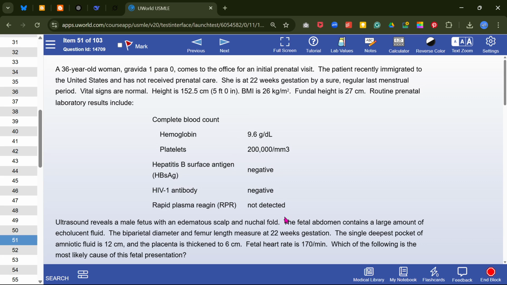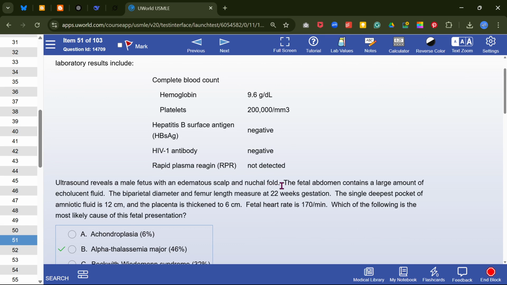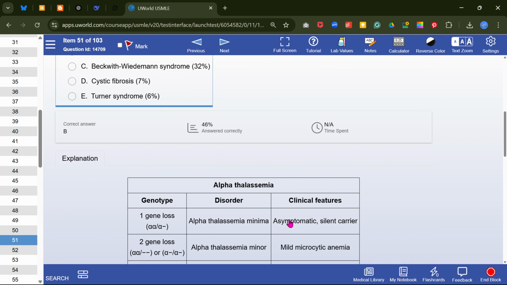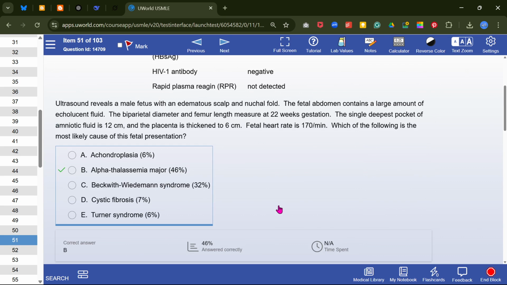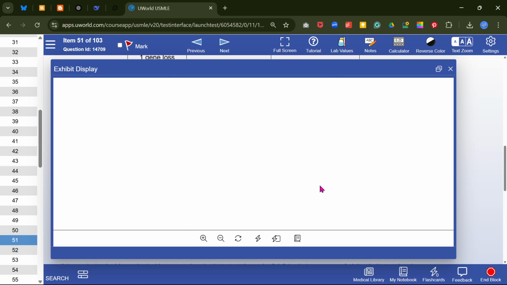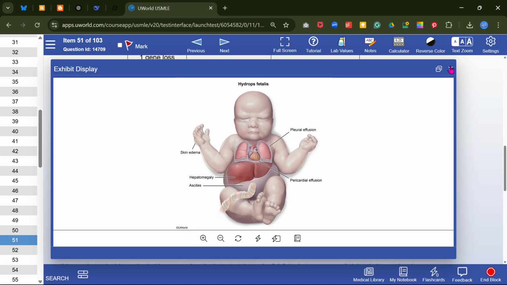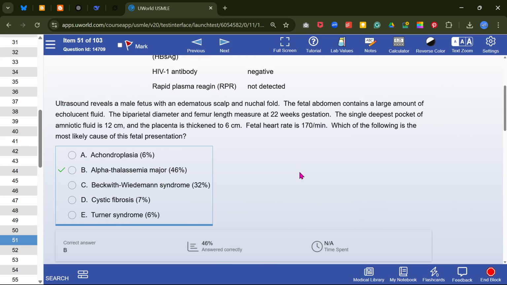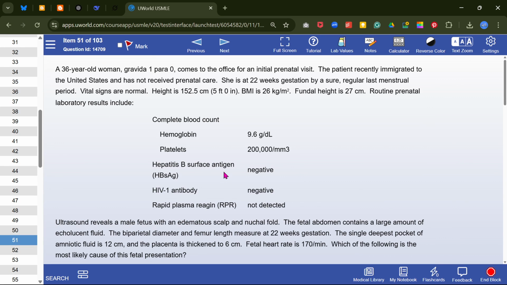Okay, if we read this question, hemoglobin is low. Ultrasound of the male fetus shows an edematous scalp, a large amount of fluid, higher amniotic fluid, and a thickened placenta; everything is increased. It may be alpha thalassemia major and looks like hydrops fetalis. If you look at this picture, it looks like hydrops. When there is fluid everywhere, think about hydrops fetalis.